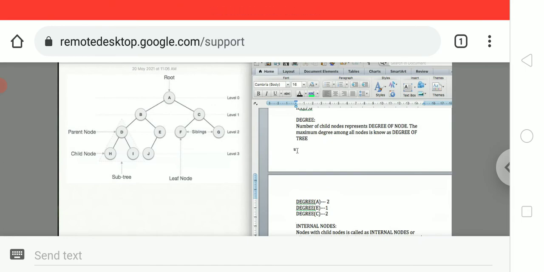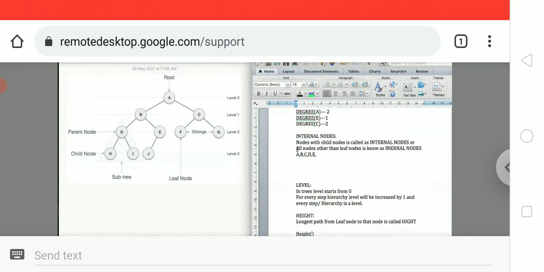Next, internal nodes. Nodes with child nodes are called internal nodes. So the node which contains children is called as internal node. So in this example, A has child, B, C, D, E have children. So these nodes come under internal nodes. Next, level. We already discussed about level, and in diagram also you can see level 0, level 1, level 2, level 5.